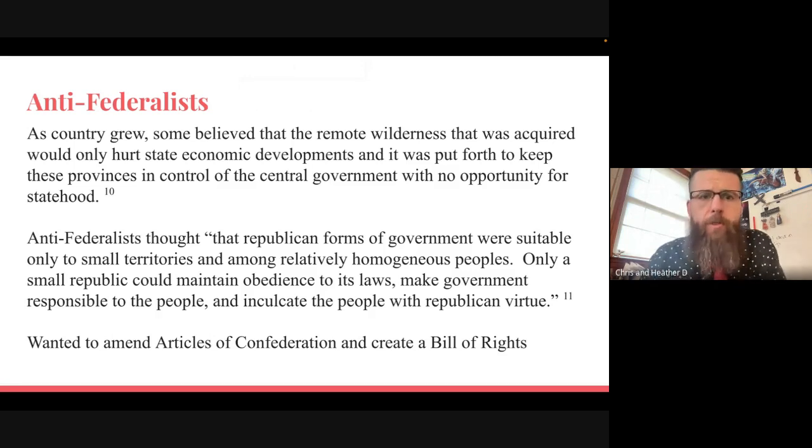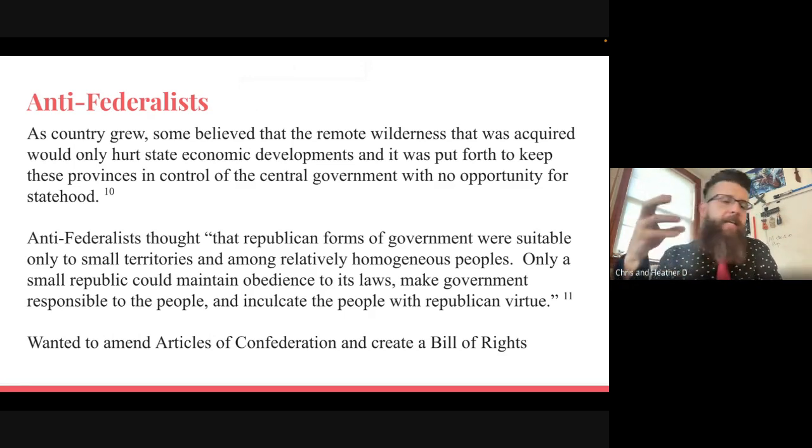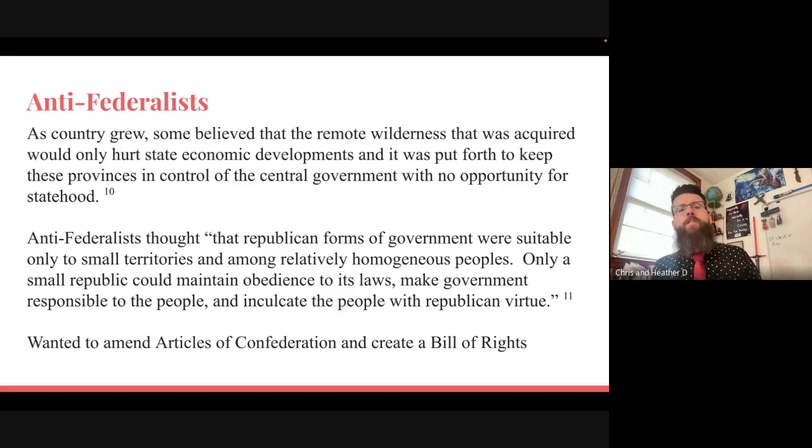As the country grew, some believed that the remote wilderness that was acquired, okay, so let's say claiming Florida, the Louisiana territory, all right, a lot of people thought that would only hurt the states' economic development, as a lot of the federal funds was going to go to build up these areas, and it was put forth to keep these provinces in the control of the central government with no opportunity for statehood, and just keeping the states, those original 13 that were created initially.